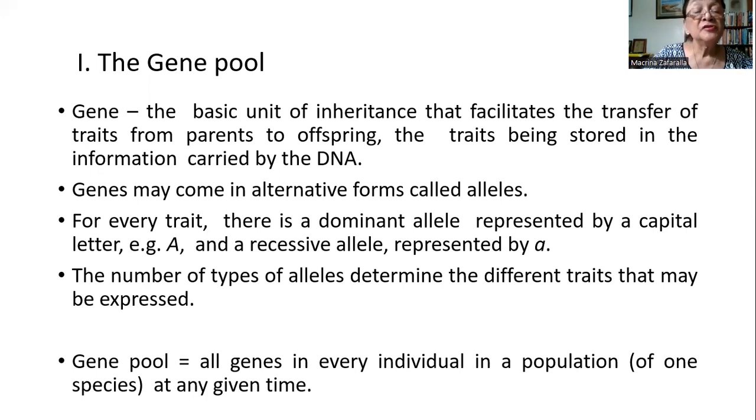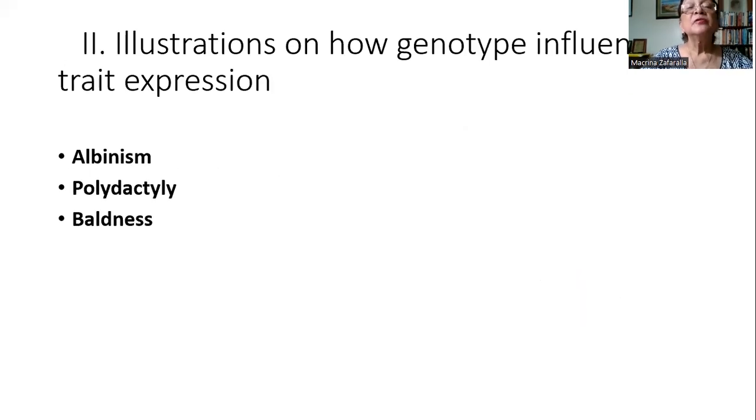Now let's define the gene pool. The gene pool consists of all the genes in every individual in a population of one species, that is redundant, of course, at any given time. Let's go to the illustrations on how genotype influences trait expression.